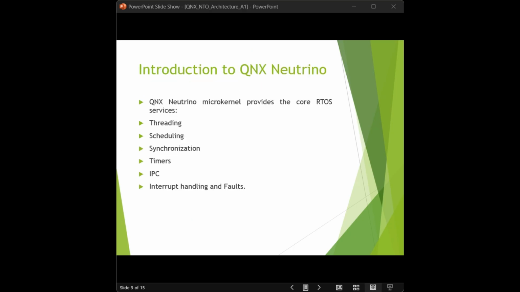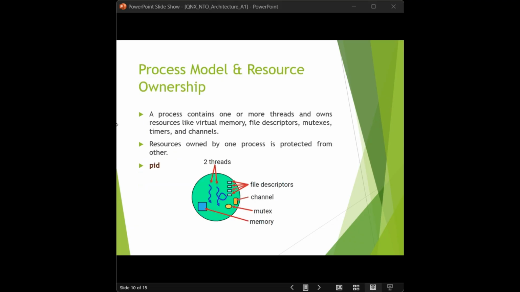Next is microkernel services. The microkernel provides essential real-time services. These include thread management, scheduling, synchronization, timers, and interrupts. Each and every concept is very important, and we will see each one in a very clear manner in the following videos. Now, this video is a very introductory video about the QNX architecture.